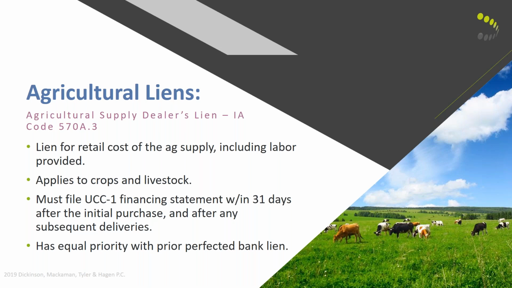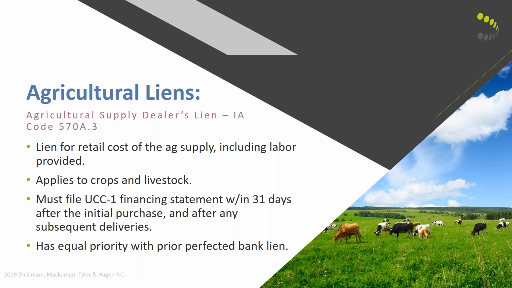We're going to go over and talk about agricultural supply dealers' liens. Those liens arise under Iowa Code Section 570A.3. The agricultural supply dealer's lien is a lien for the retail cost of the agricultural supply, which does include labor provided. It applies to all crops and all livestock, although there is a little bit of a differentiation between crops and livestock when we get to the certification requirements and the priorities, and I'll get to those in a minute.